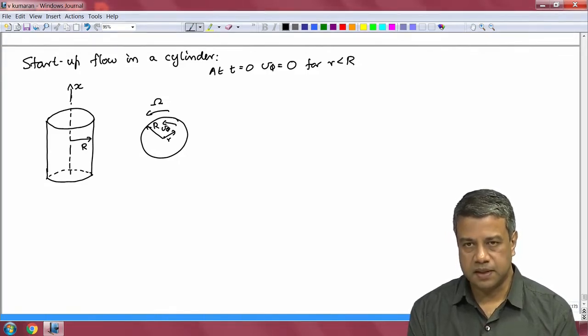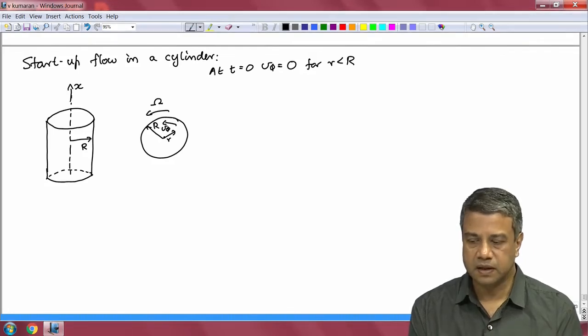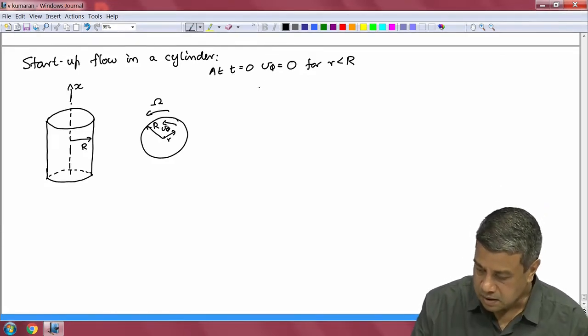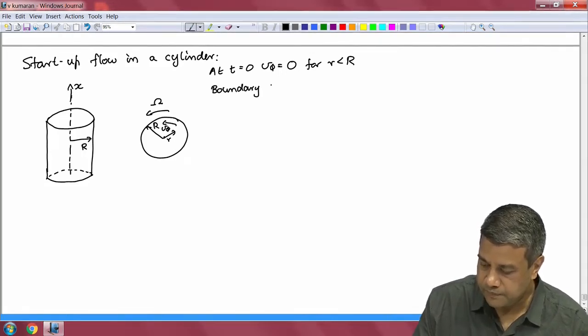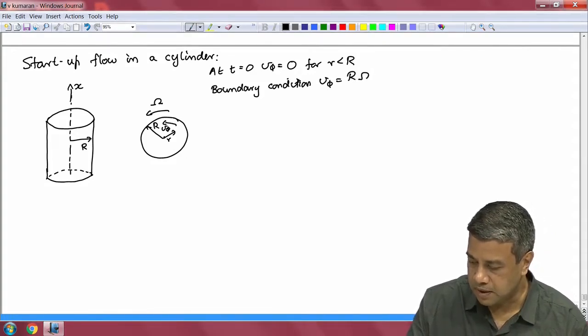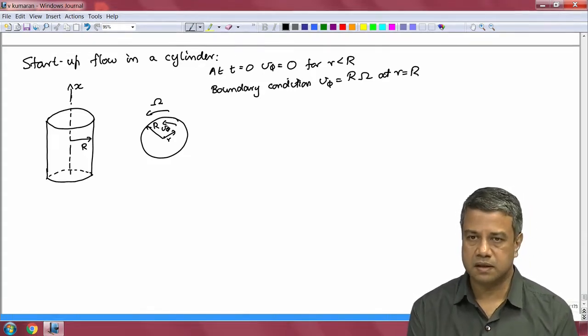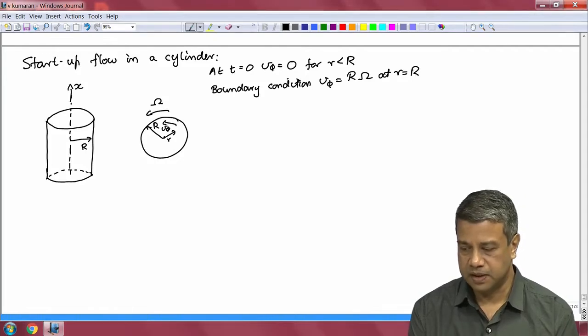That is, at time t equal to 0, the fluid is stationary, you have just started the cylinder moving. Therefore, the fluid is stationary for r less than R, and the boundary condition is that v phi is equal to R omega at r equal to R. So, at the surface of the cylinder, the velocity of the cylinder and the velocity of the fluid have to be equal. Therefore, v phi has to be R times omega.